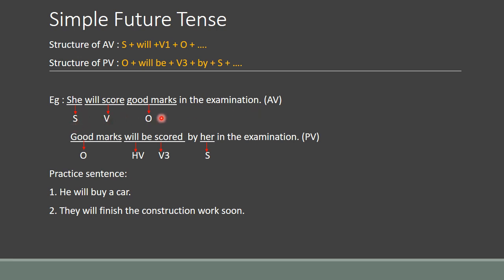Good marks is the object that I have brought to the front. Good marks. Will should be changed to will be, I told you. So good marks will be. Score is the V1 form of the verb. I have changed it to its V3 form, scored. So good marks will be scored by, I have added, she, which is the subjective form of the pronoun. When you change this she into the objective form, it should be changed to her.